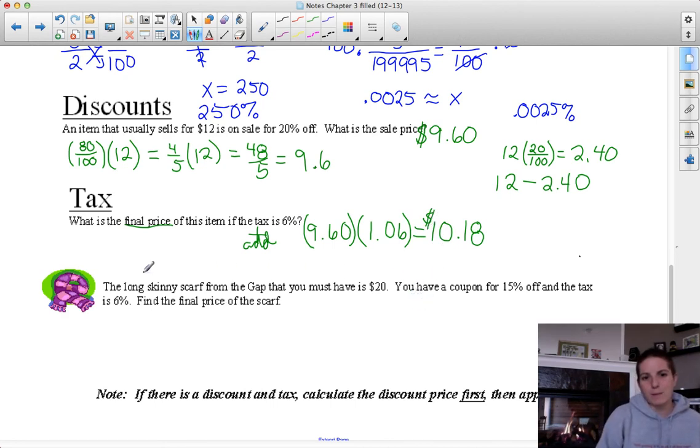Alright, so there's a problem down below here. The long skinny scarf from the Gap that you must have is $20. You have a coupon for 15% off and the tax is 6%. Find the final price of the scarf. Do it in small steps because I guarantee you a problem on the test where you have to find each little piece along the way. So make sure you know how to do each little piece along the way.